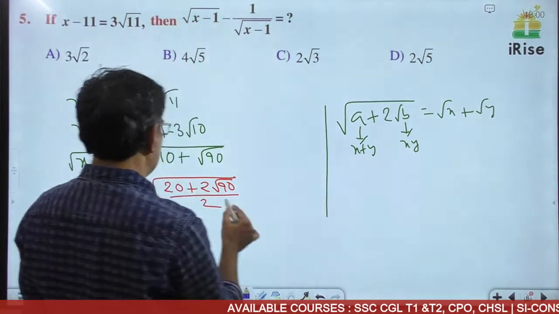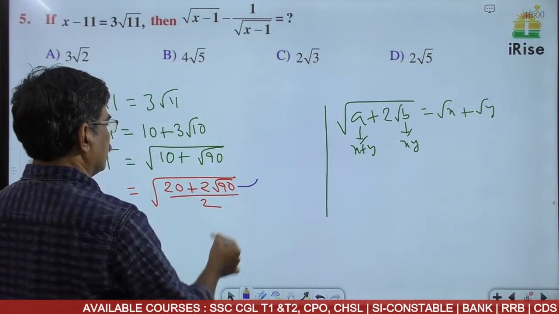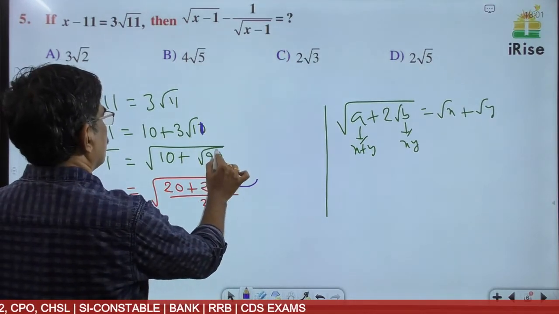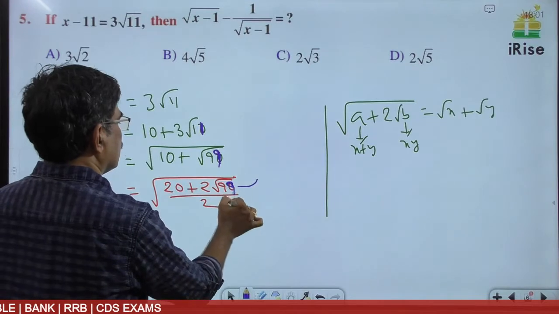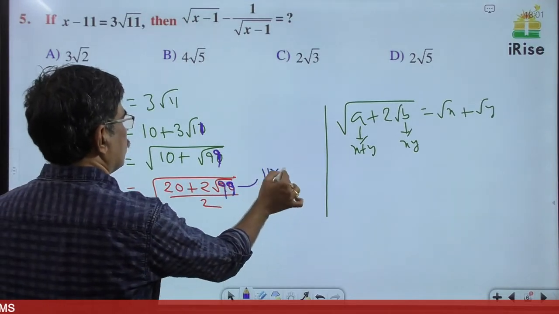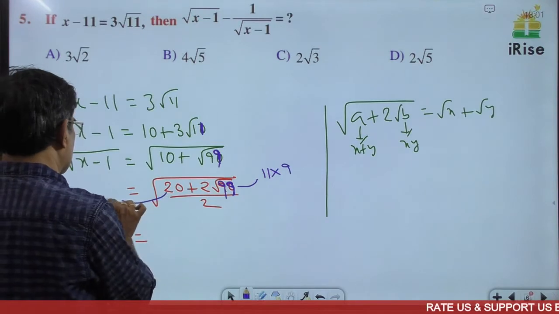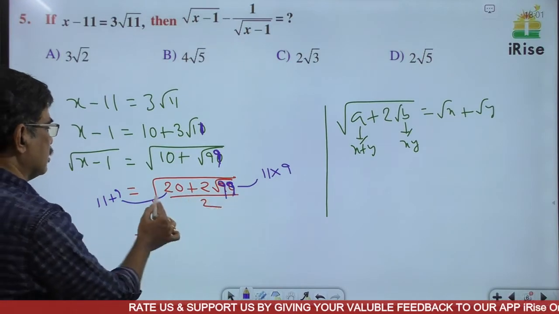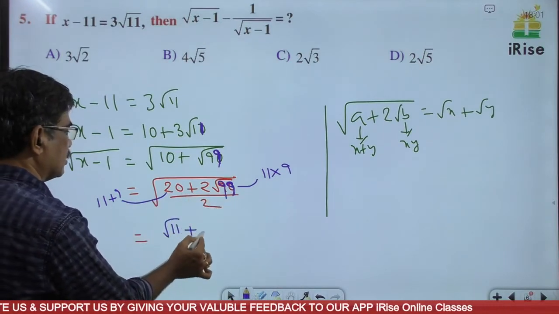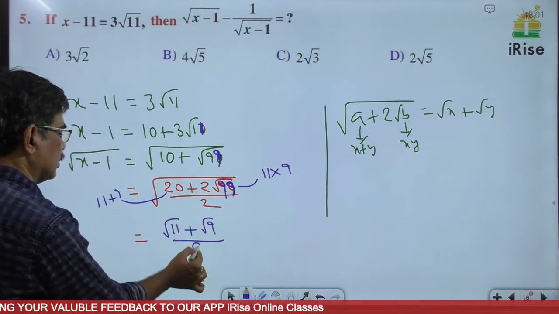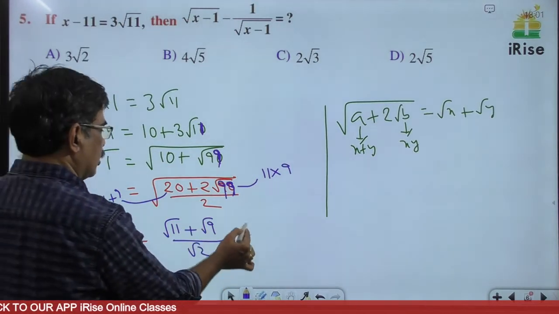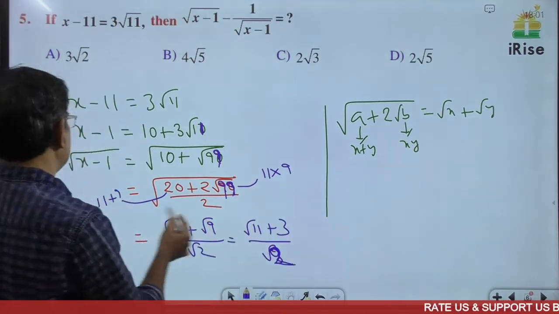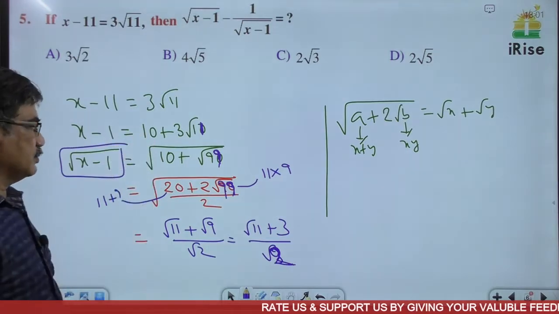Here, this 99, sorry, this is not 10, this is 11. So it becomes 99. This 99 can be written as 11 into 9. This 20 can be written as 11 plus 9. So this is in the form of root 11 plus root 9 by root of 2. This is the answer. So this is root 11 plus 3 by root 2. This is the value of root of x minus 1.